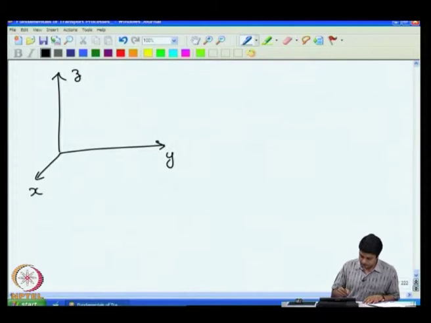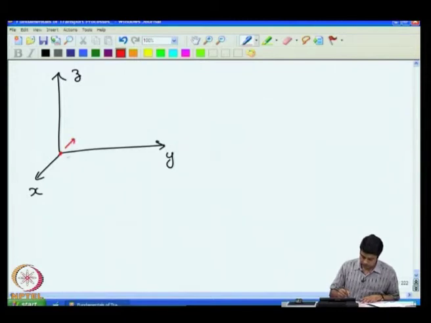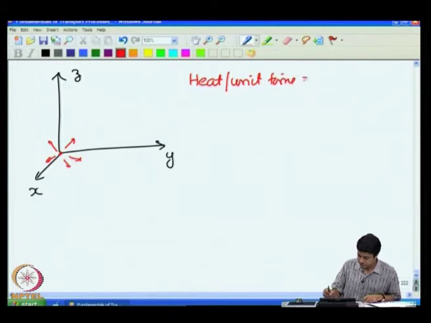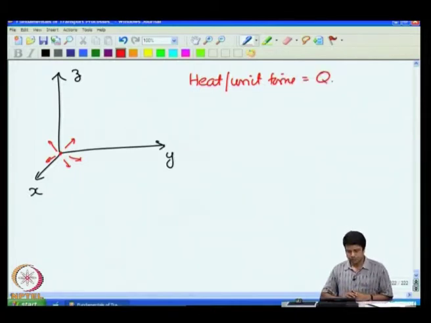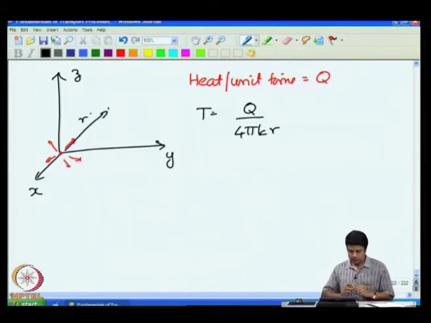I told you that if there is a point source at the origin, which we discussed in the last lecture, which is emitting heat, heat per unit time is equal to Q, then the solution for the temperature field is T is equal to Q by 4 pi K R, where R is the distance of the observation point from the origin in a spherical coordinate system.